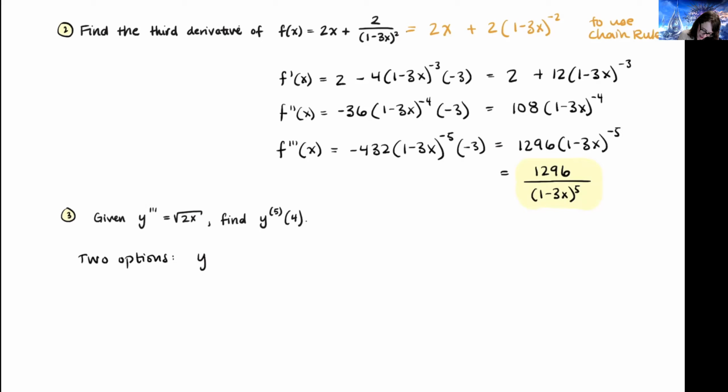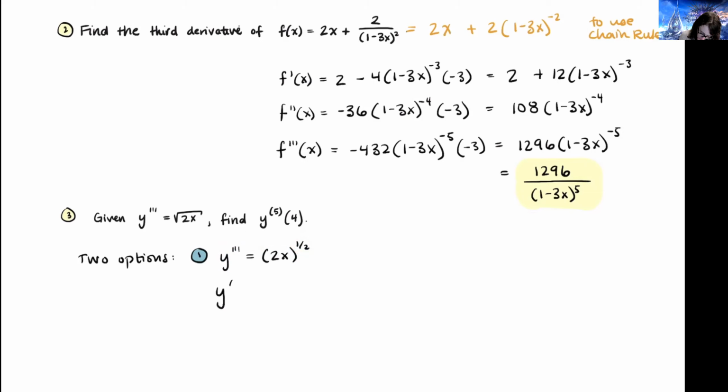So we can look at y triple prime as square root of 2x, which means that we want to write this as 2x raised to the 1/2 power. If we look at it that way, we will use the chain rule to differentiate this. Let's go ahead and actually do that. So here's option number 1. We'll look at this as some stuff raised to the 1/2, where the base here is 2x. So we'll bring the 1/2 down and multiply.